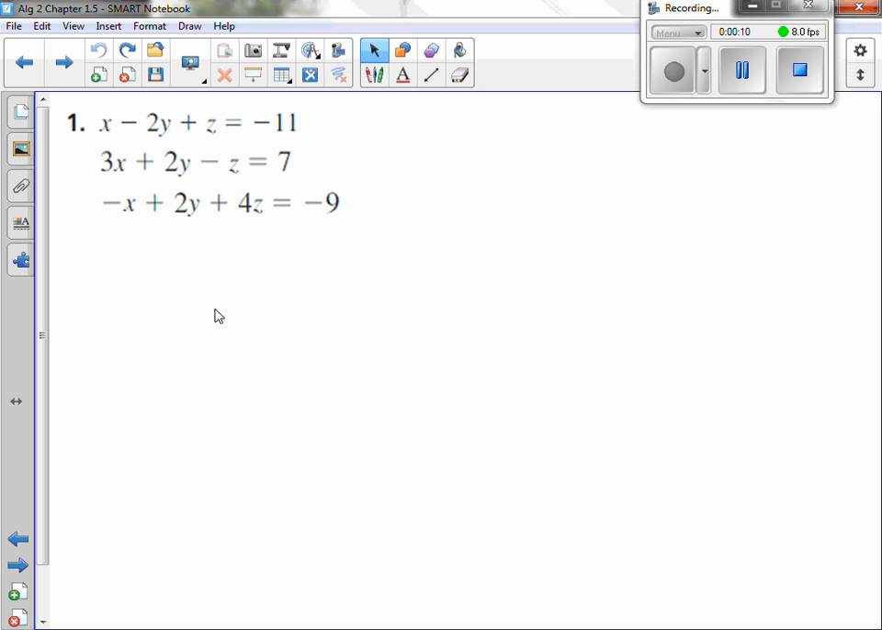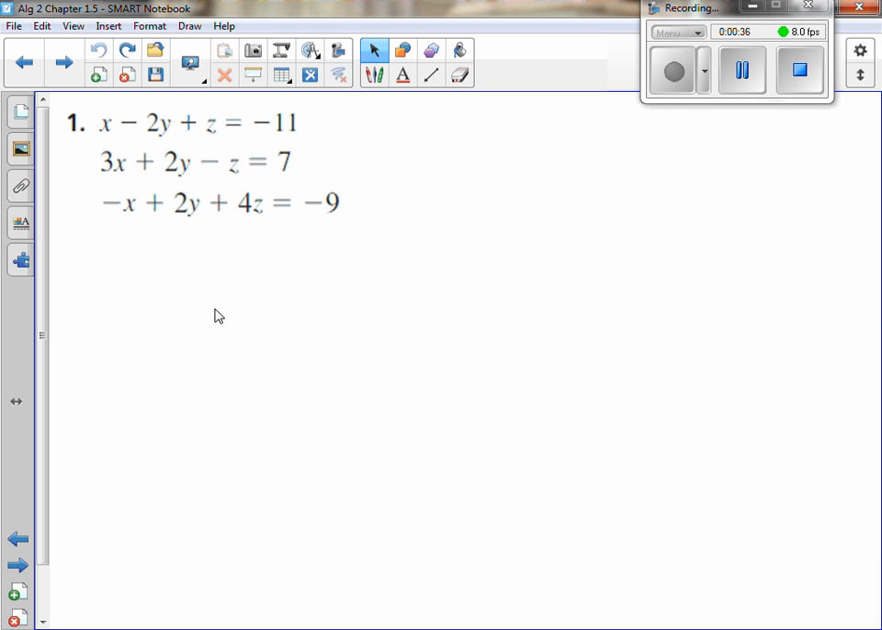Okay, so we'll start off with this one here. Now, our main steps for solving these is first we need to eliminate one variable from the equations. And then the second step is really to repeat step number one. And then we finish up solving for the variables.